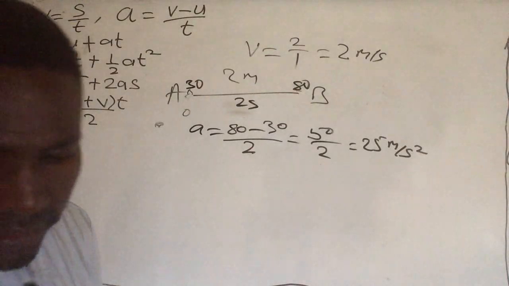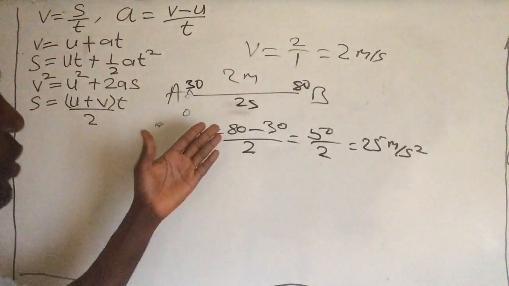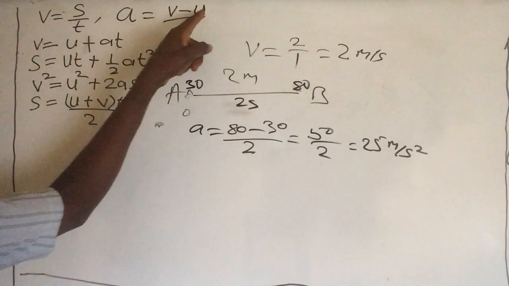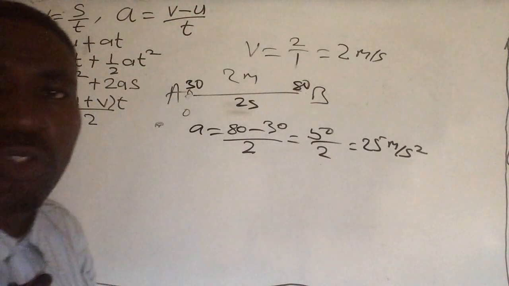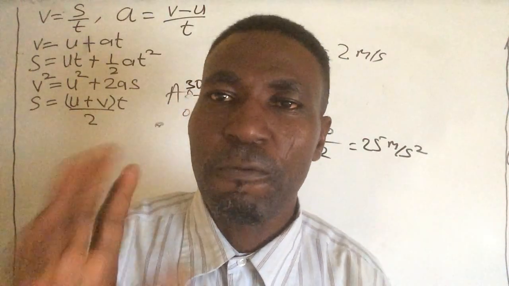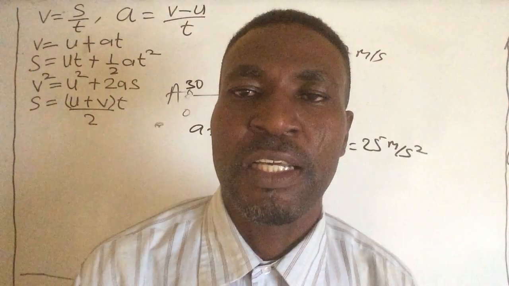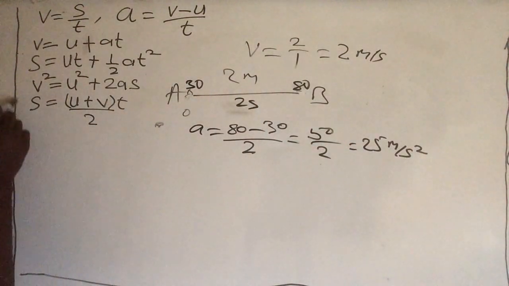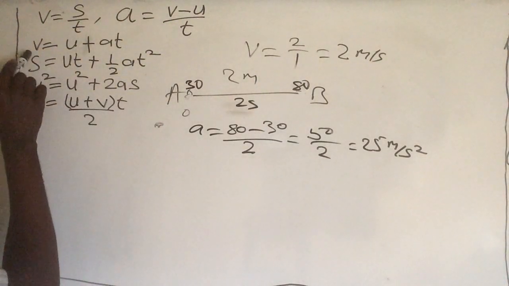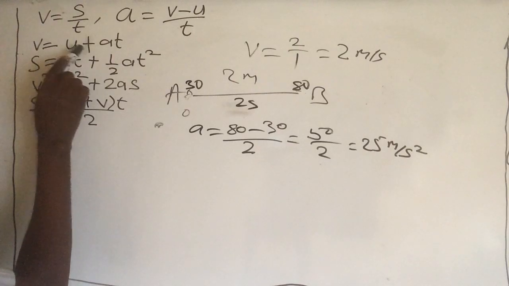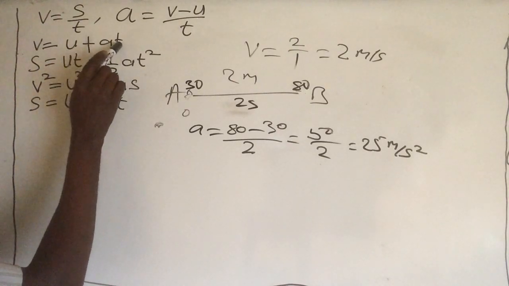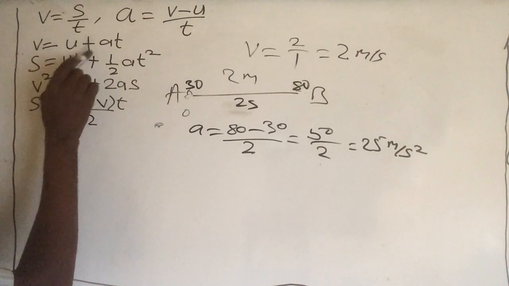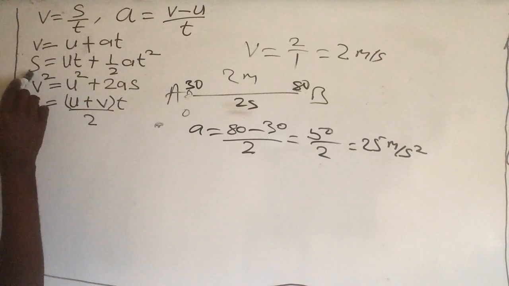But now, physics uses these two things: velocity equals distance over time, and acceleration equals final velocity minus initial velocity all over time. You use them to derive four formulas, which we use regularly in calculating any problem in physics. These four formulas are generated from this, which says velocity equals initial velocity plus acceleration times time. v = u + at. The first formula.